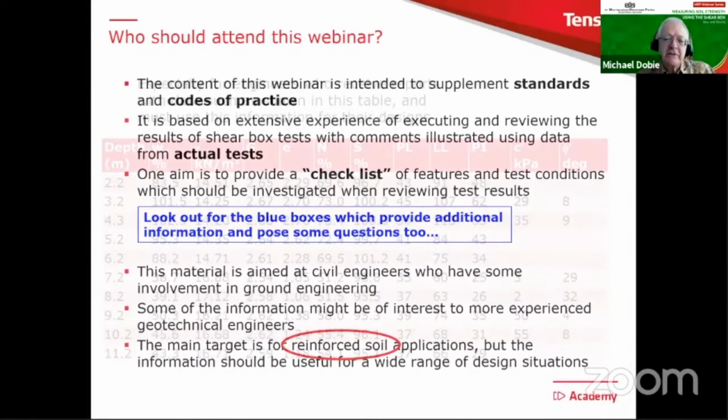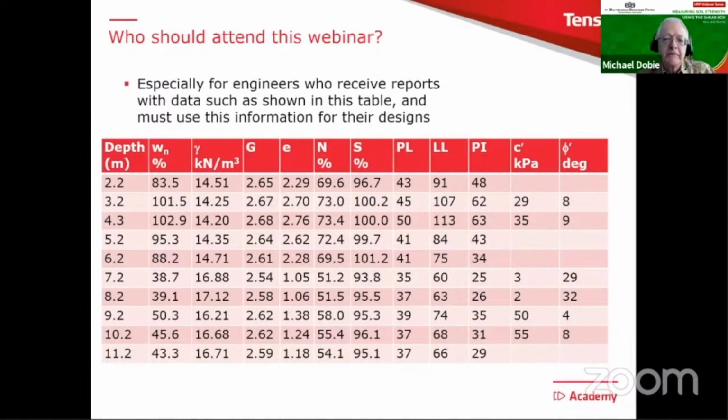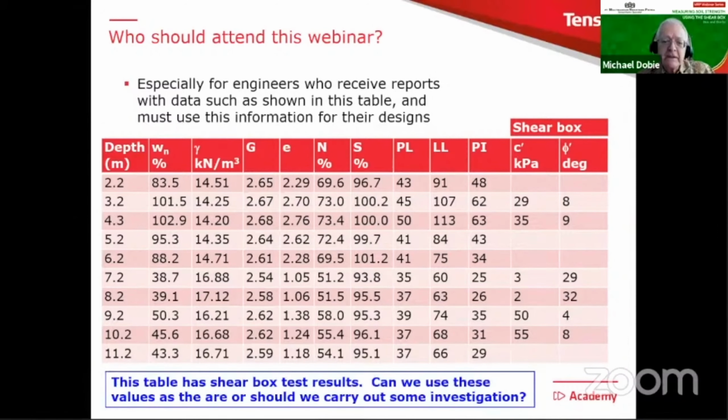I think in particular, it's like this. I'm sure many of you will receive reports, maybe from site investigation contractors, and you'll get tables of values like the one you see there. And maybe at the end of this table, there'll be a couple of columns there where you see some shear box test results, C' and phi'. And the question then is, should you just use those values directly?